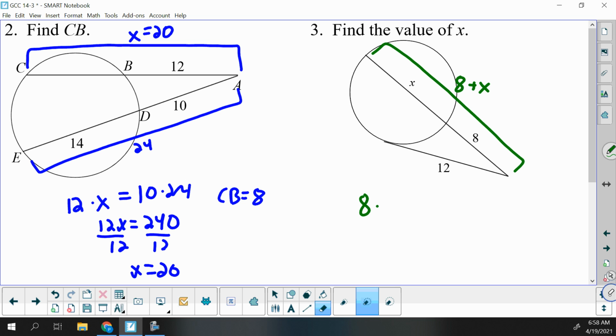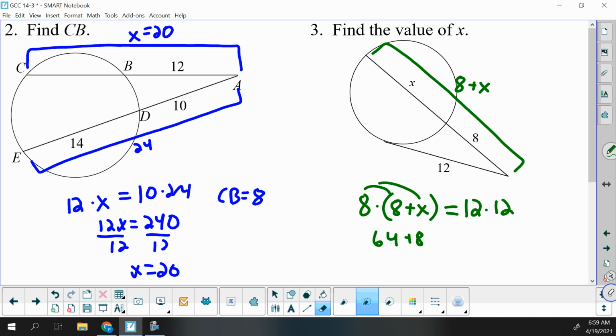I see a lot of people will call it 8x, and that's not correct. That's multiplying them. It's 8 plus x to represent the whole. So when we do it times the whole, we've got to make sure that 8 plus x is in parentheses. And then on the bottom, our outside is 12 times the whole, which is also 12. We'll distribute the 8. That'll give us 64 plus 8x. And over on the right, 12 times 12 is just 144.